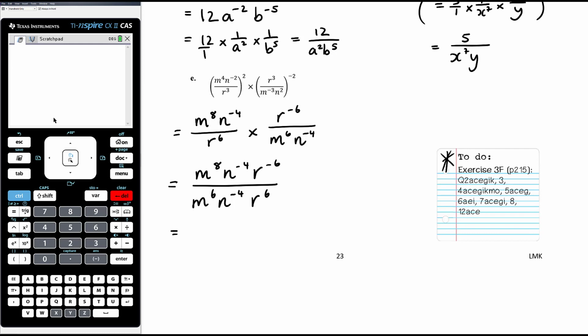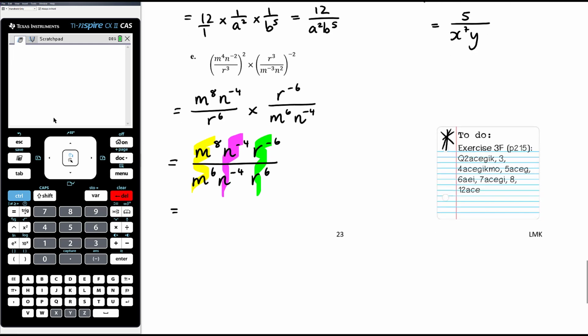Okay, let's focus separately on m terms, n terms, and r terms. Okay, so m to the 8 divided by m to the 6, we subtract powers, that's m squared. N to the negative 4 divided by n to the negative 4. Negative 4 minus minus 4 is negative 4 plus 4, that's 0, n to the 0. And then r to the negative 6 divided by r to the positive 6, we subtract powers. Negative 6 minus 6 is negative 12.